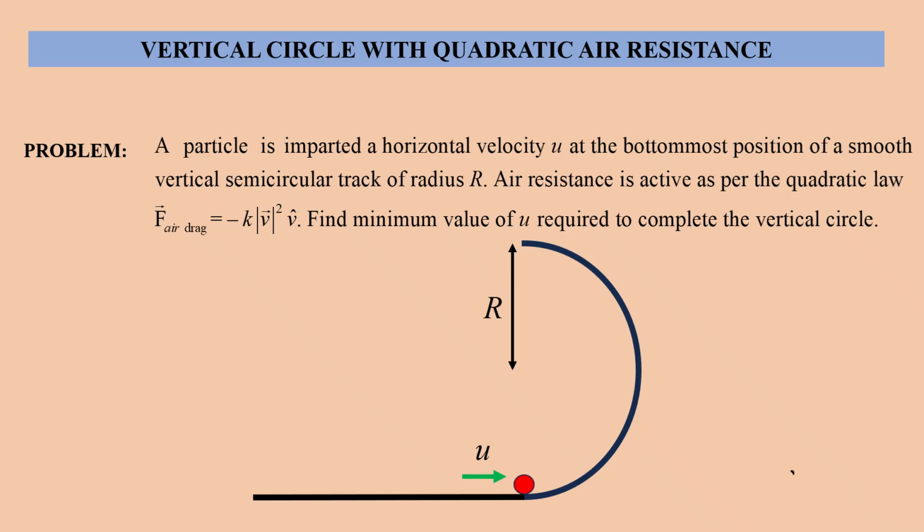F vector air drag equals negative k times the square of the v vector magnitude multiplied by v cap. Find the minimum value of u required for completion of the vertical circle. The figure corresponding to the problem is shown.